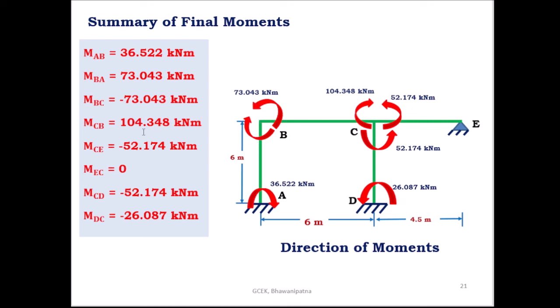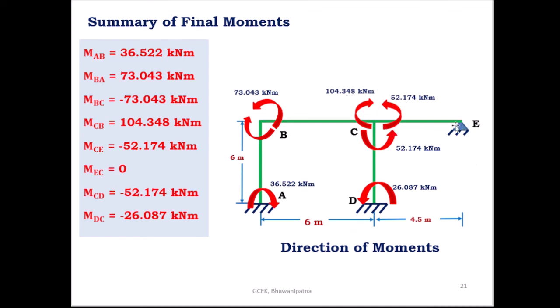Then MCB is equal to 104.348 kilonewton meter. This is positive, so clockwise direction. Then MCE is equal to minus 52.174 kilonewton meter. So this is anti-clockwise, negative, and MCD is also minus 52.174 kilonewton meter. This is also negative, anti-clockwise direction. So here also check whether you are getting the net moment is 0 or not. So here you are getting the net moment is 0. This is clockwise 104.348 kilonewton meter, and these two are anti-clockwise 52.174 and 52.174. So total is your 104.348. So the net moment is equal to 0.